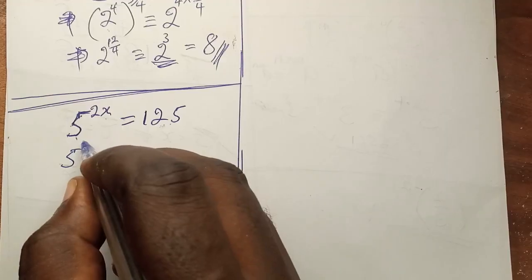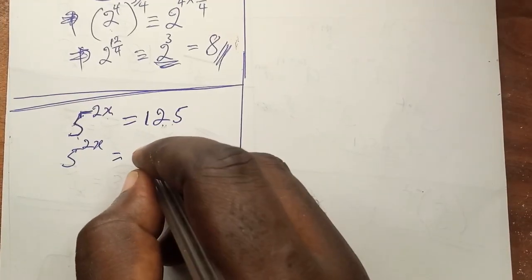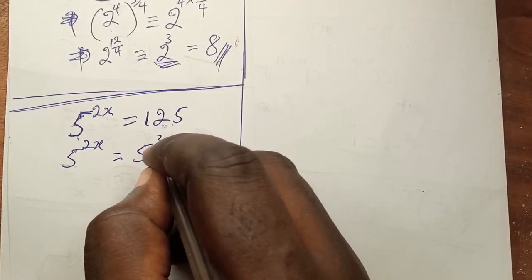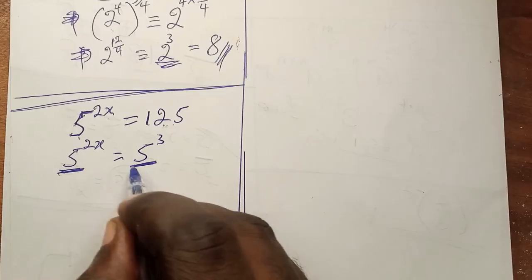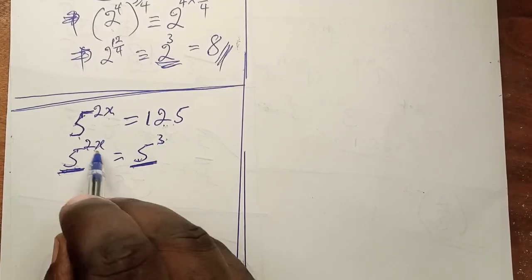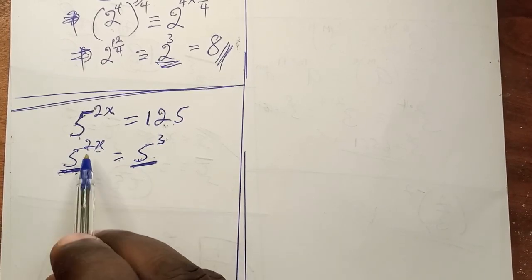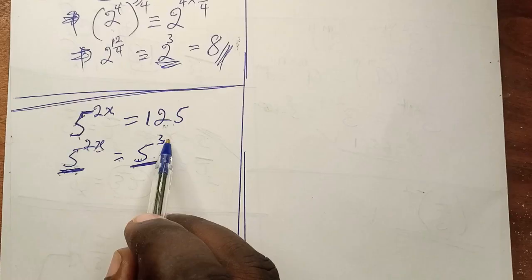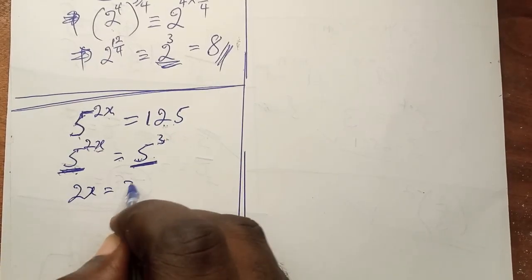Therefore, 5 to the 2x must be equal to, we have to express this in the base of 5, and it's only going to be 5 raised to the power 3. And since the bases have now been expressed to be the same in base 5, if the bases are the same, then the powers also must be the same. That's what the law of indices states. In other words, if 5 is equal to 5, then 2x must equal 3 as their power. Therefore, we can say that 2x is equal to 3.